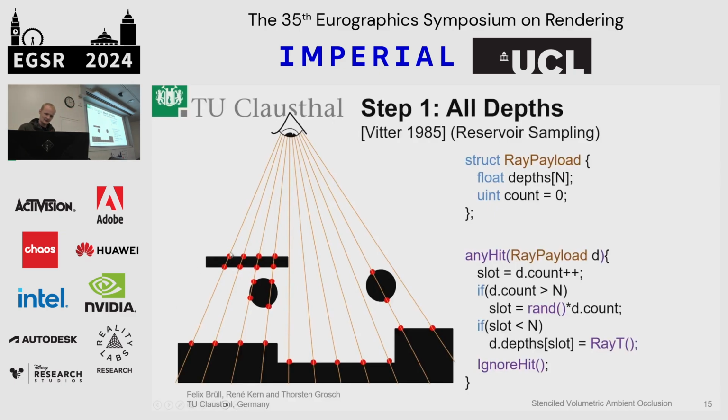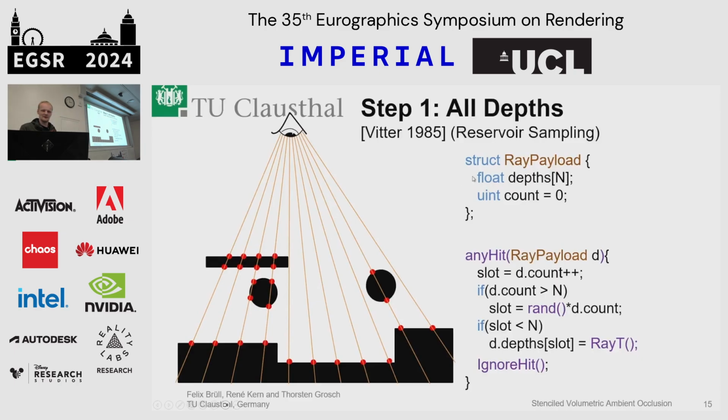And for each ray, we would then intersect the geometry at multiple positions. And now we just need a random subset of these positions saved in our stochastic depth map, and we can do this by utilizing the any-hit shader. So on the right, we would have a ray payload where we save n depth values per pixel, and also a count which remembers how many depth values we have already encountered.